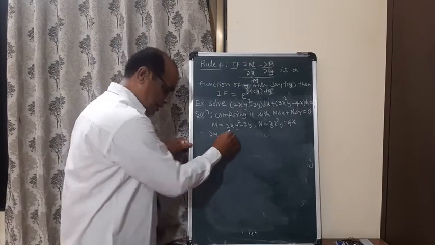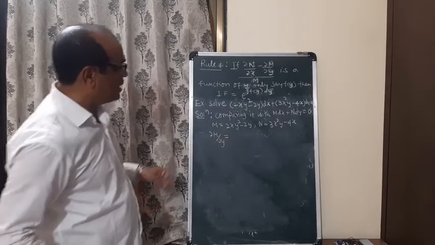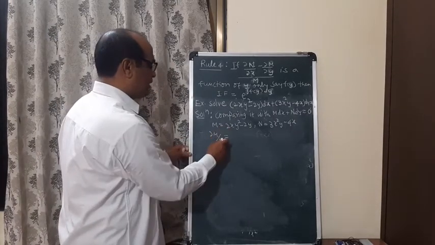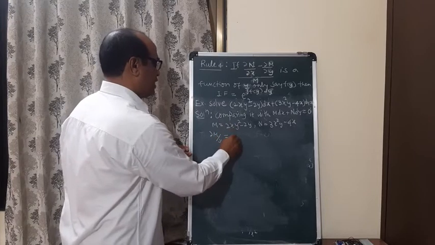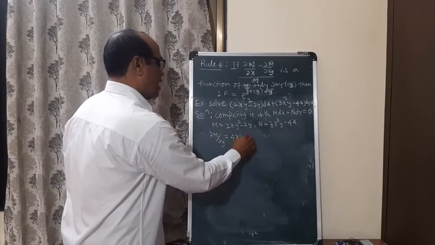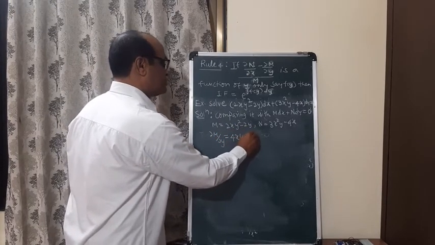∂M/∂y. So what is ∂M/∂y? Partial derivative of M with respect to y keeping x constant. So that is 4xy minus derivative of y is 1, so that is 2 only.